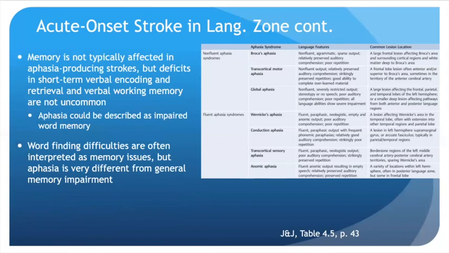Memory is not typically affected in aphasia-producing strokes, but deficits in short-term verbal encoding, retrieval, and verbal working memory are not uncommon. In fact, you could actually consider aphasia to be described as impaired word memory. Word finding difficulties are often interpreted as memory issues, but aphasia is very different from general memory impairment.